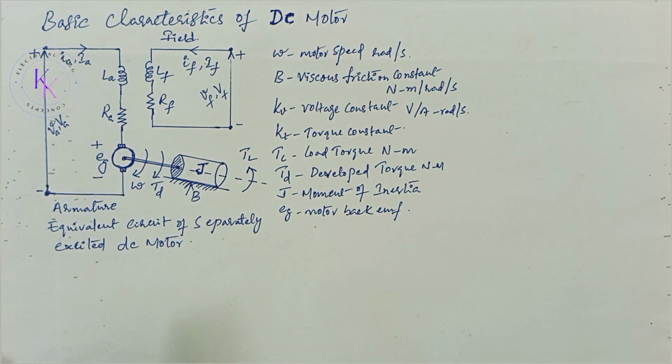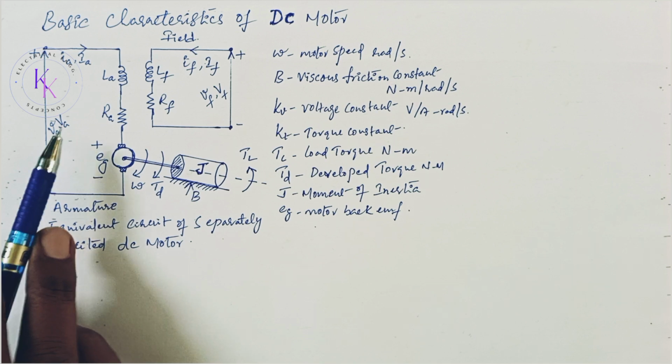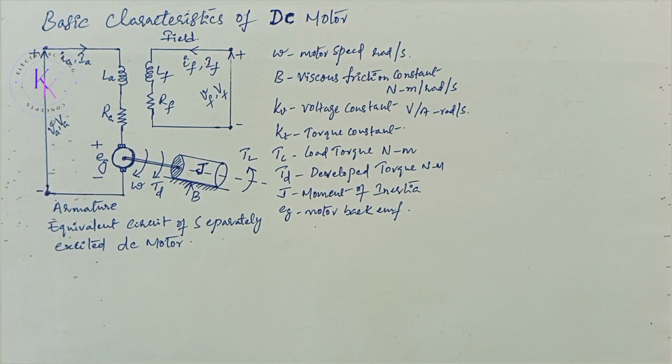The field current IF of a separately excited motor is independent of the armature current IA, and any change in the armature current has no effect on the field current. The field current is normally much less than the armature current. The equations describing the characteristics of a separately excited DC motor can be determined from the figure.